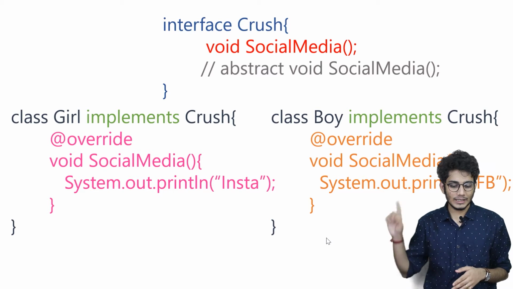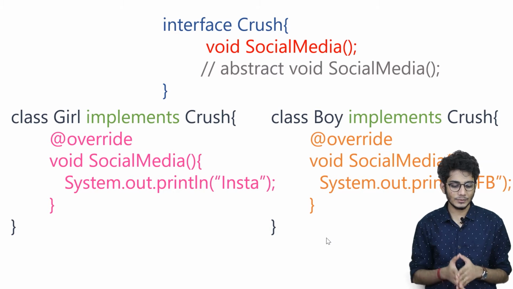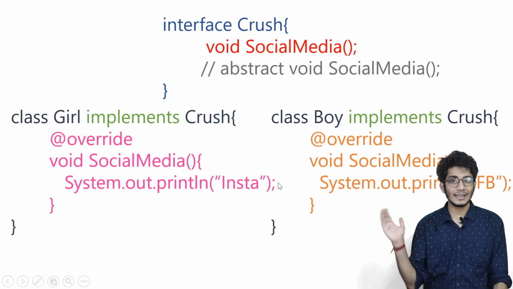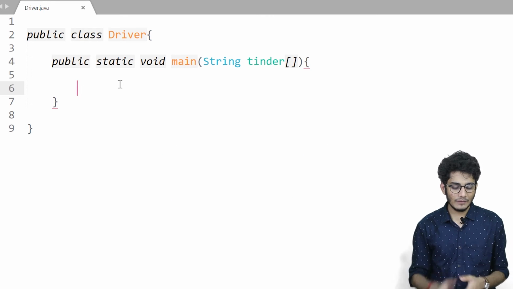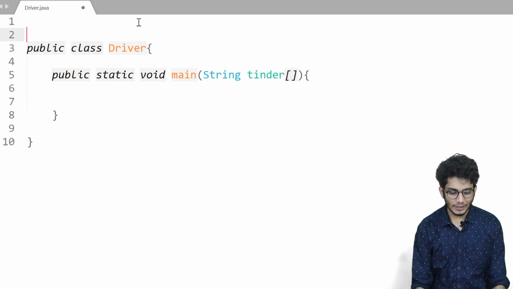As you can see on my screen, we have declared one interface and two classes, one is Girl and one is Boy. So we'll do the same thing in our code. As you can see on my screen, public class Driver is written over there, and within that we have written a main function. Now what do we have to do for declaring any interface?